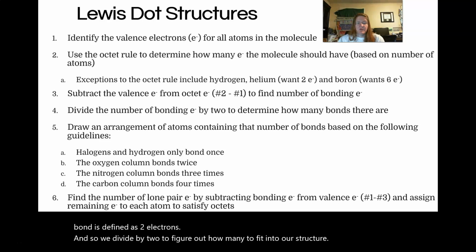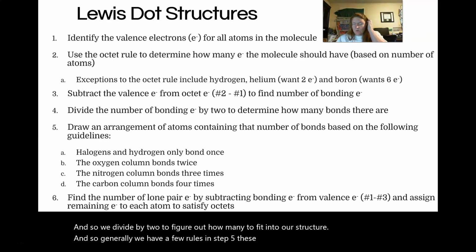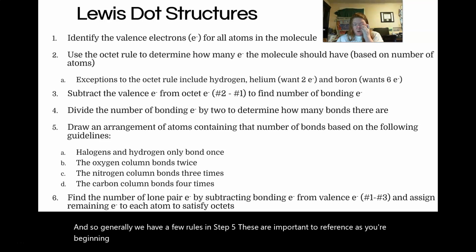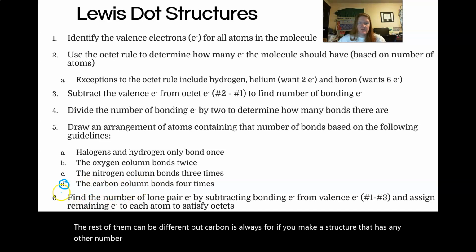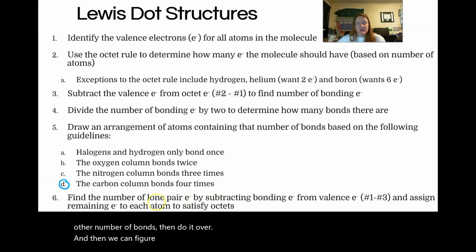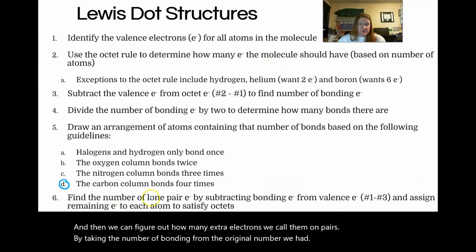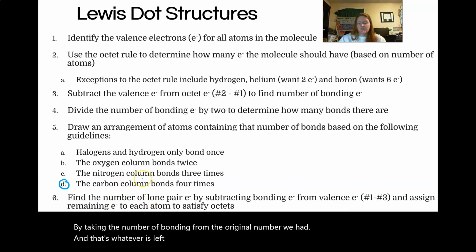And so generally we have a few rules in step 5. These are important to reference as you're beginning this process. Carbon always bonds 4 times. That's a hard and fast rule for our class. The rest of them can be different, but carbon is always 4. If you make a structure that has any other number of bonds, then do it over. And then we can figure out how many extra electrons, we call them lone pairs, by subtracting the number of bonding electrons from the original number we had. Whatever is left, you're going to fill in to satisfy octets.